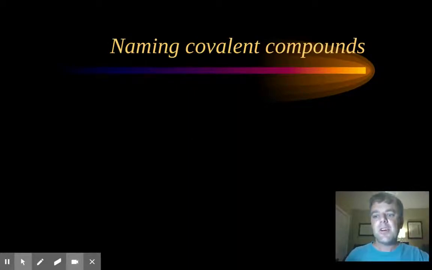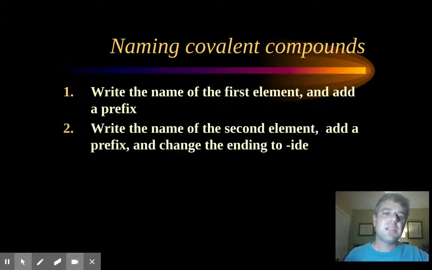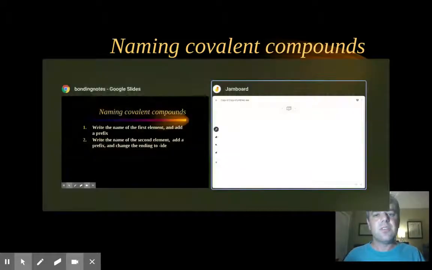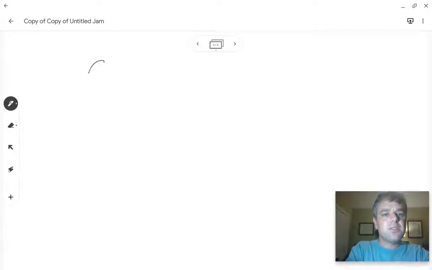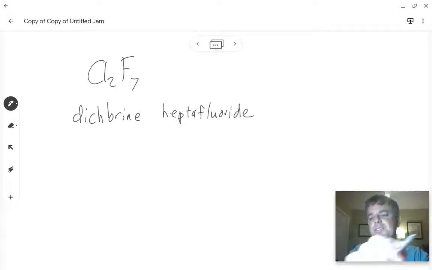Now, for naming covalent compounds, it's really simple. You write the name of the first element, you add a prefix, you write the name of a second element, you add a prefix, and you change the ending to ide. So for instance, if we have the compound Cl2F7, since we have two chlorines, we would call that dichlorine, and then 7 fluorines, that's going to be heptafluoride. Because hepta means 7, fluorine, and change the ending to ide.